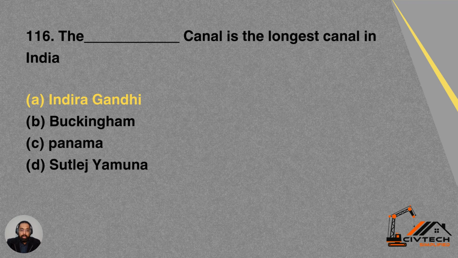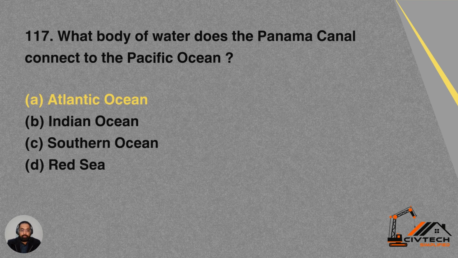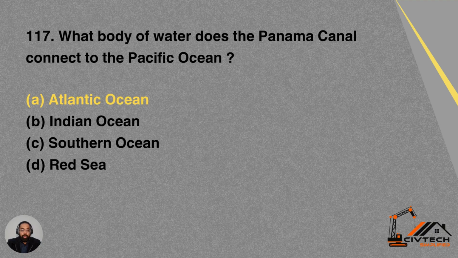116. The dash Canal is the longest canal in India. Option A, Indira Gandhi Canal. Option B, Buckingham. Option C, Panama. Option D, Sutlej Yamuna. So Indira Gandhi Canal is the longest and largest canal in India. A is the correct answer.